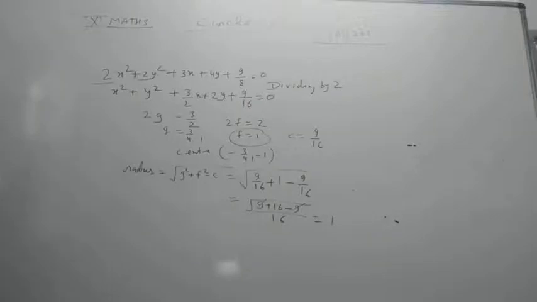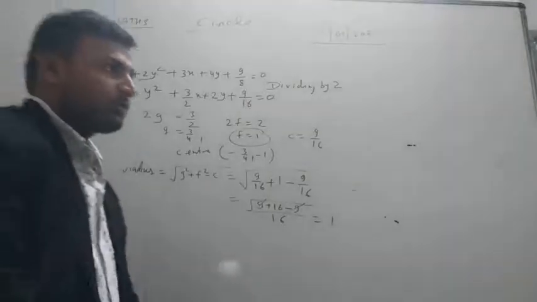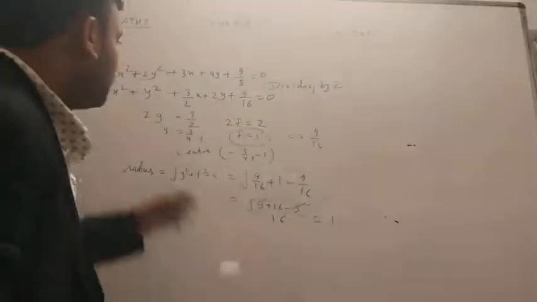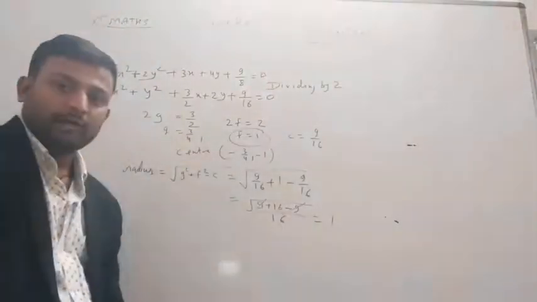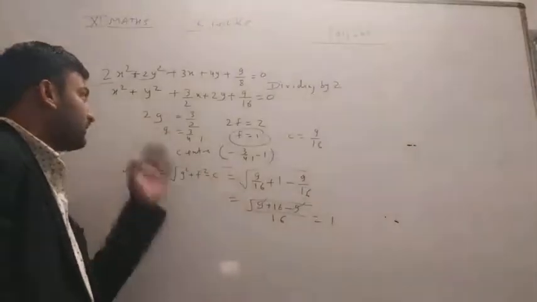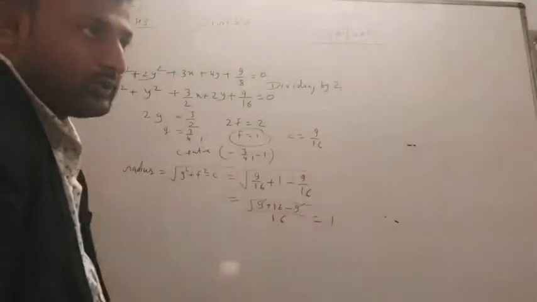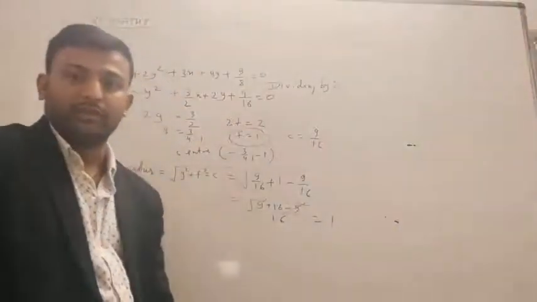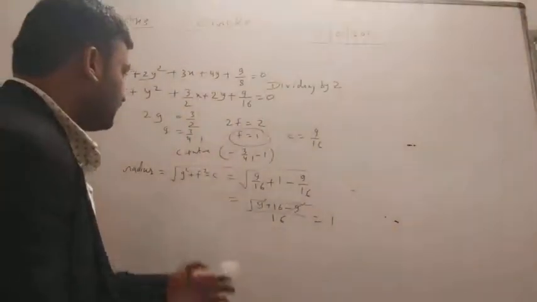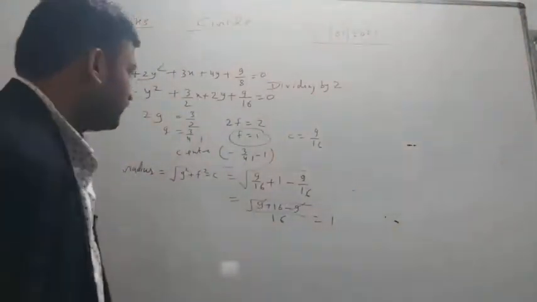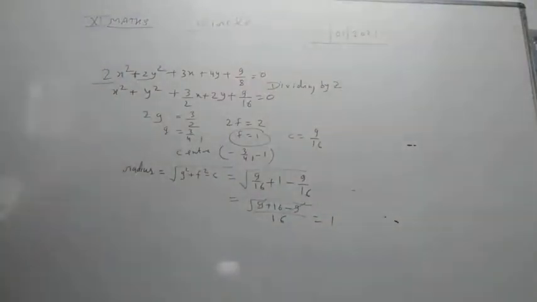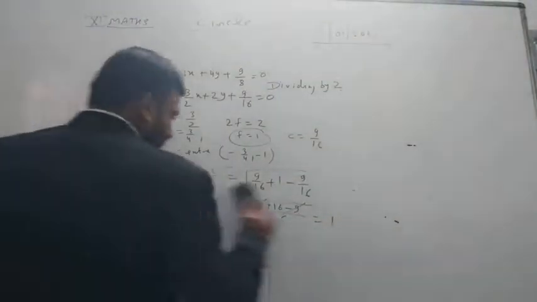Okay student, so in such type of question, first of all we take the common factor from x square and y square. From the equation we first make the coefficient of x square and y square unity, and then we solve the problem. Okay, now we take another question students. Let's see.